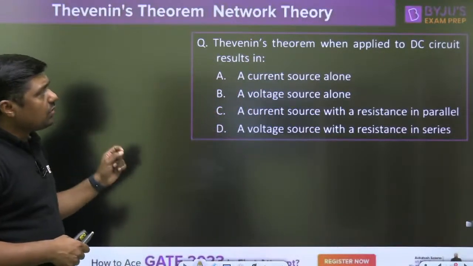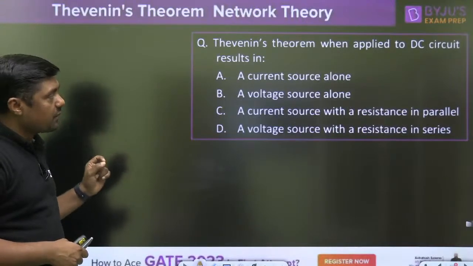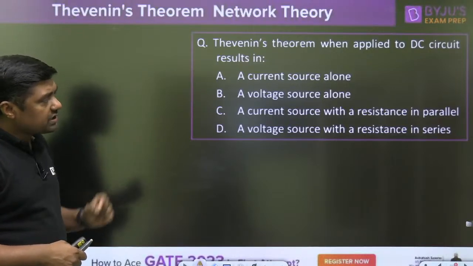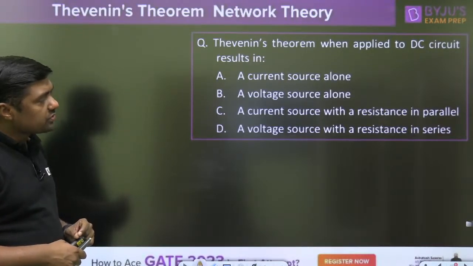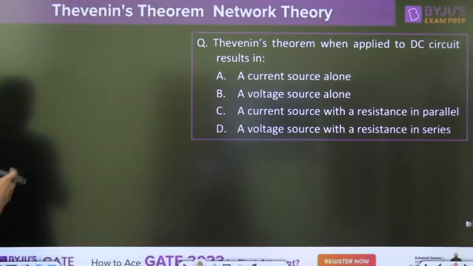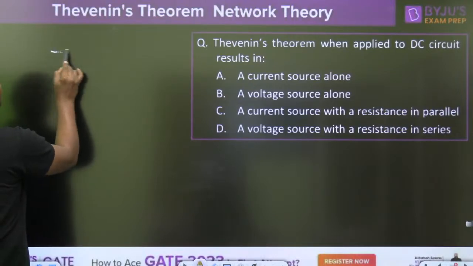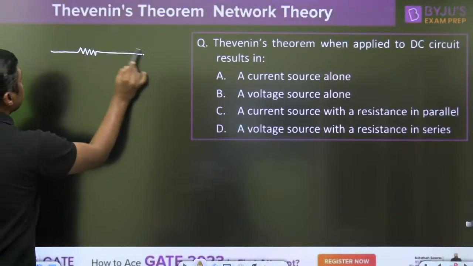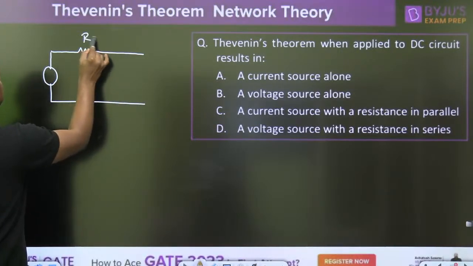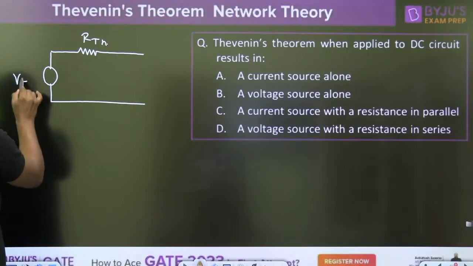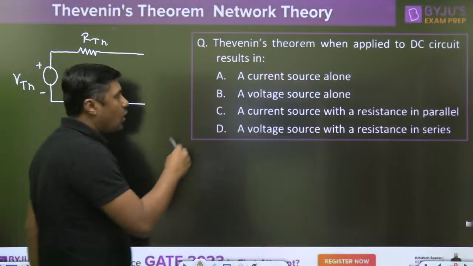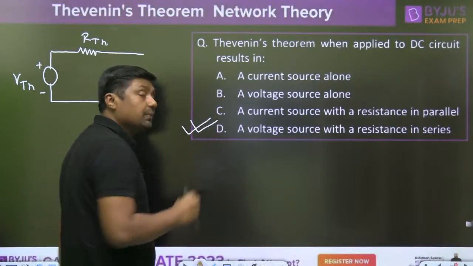Thevenin's theorem when applied to a DC circuit results in a current source alone, a voltage source alone, a current source with a resistance in parallel, or a voltage source with a resistance in series. So if I am going to find the Thevenin's equivalent, always remember there will be RTH, there will be the VTH, that resistor in series with the voltage source, and that is why the correct option is D.